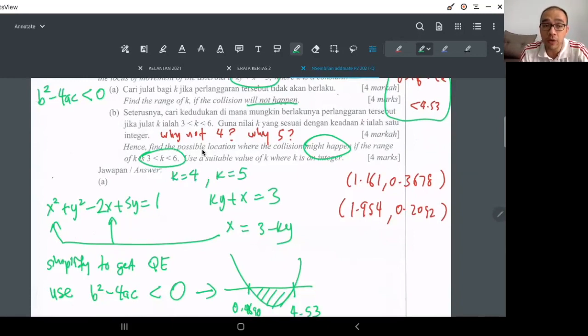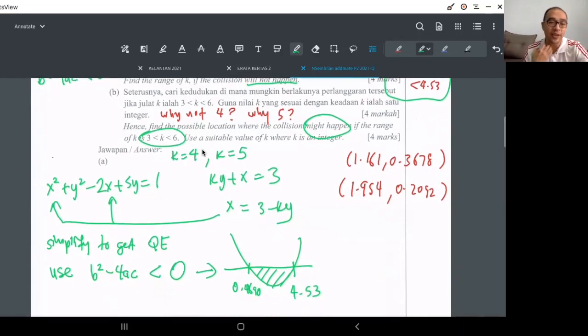Okay, k equals 4, k equals 5. So the question is, you want to find the x and y coordinates, but you have to find the value of k. Okay, you have to find the value of k. So, okay, you know what? I think I'm going to show this to you now.